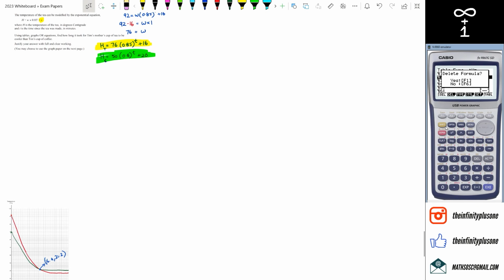Let's try this. F1, table, condition error. No, this is not going to work. I guess then you'd have to do this manually, guys.